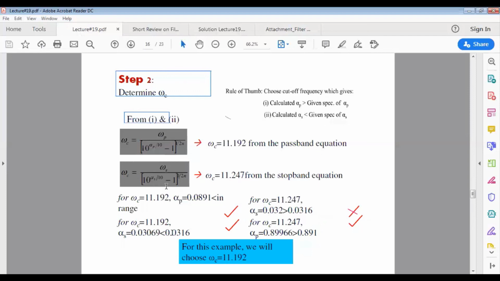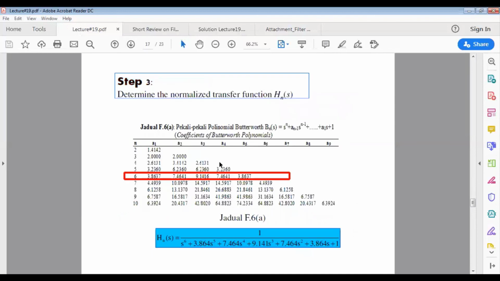So we have to choose omega C equals 11.192 because it obeys the rule of thumb: the calculated alpha P is bigger than the specification, while the calculated alpha S is smaller than the specification. Okay, so we choose omega C equals 11.192. I hope you are clear about this selection of omega C. If you have a problem with it, please contact me and ask me if you're not clear about this.